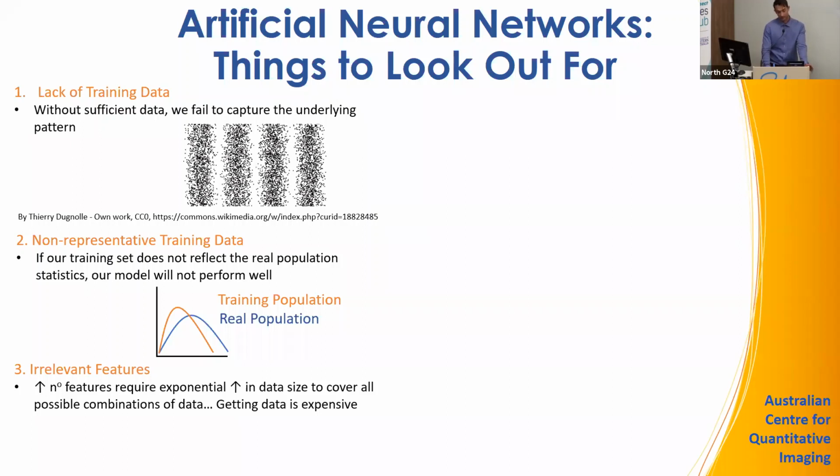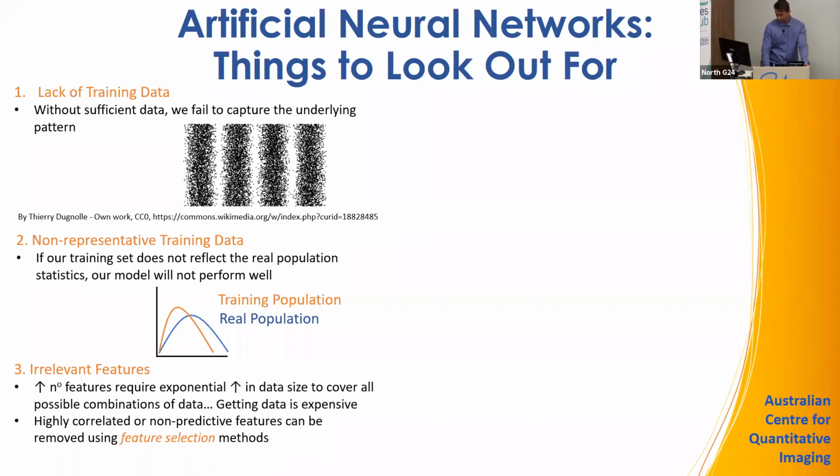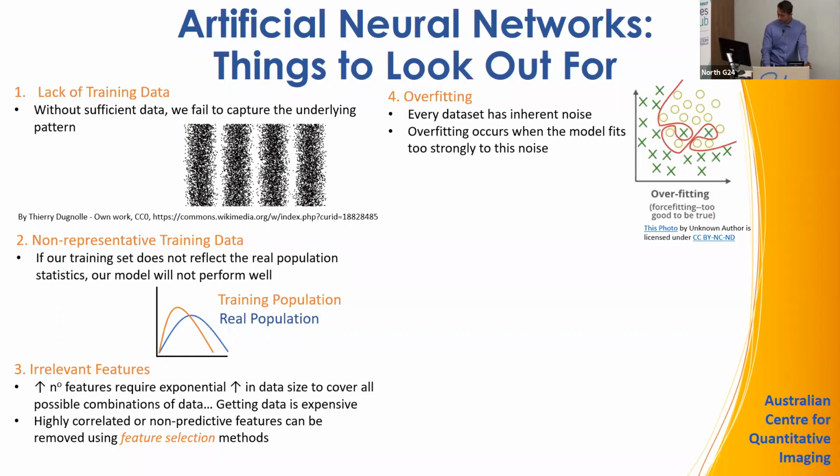But also data is expensive to get and sometimes not easy, especially in the medical field. So what we can do is remove irrelevant features by taking features that are highly correlated or non-predictive, removing them from our data using feature selection methods. These are very mathematically heavy, but I'm just stating them here for information's sake. Furthermore, we may overfit on our data.